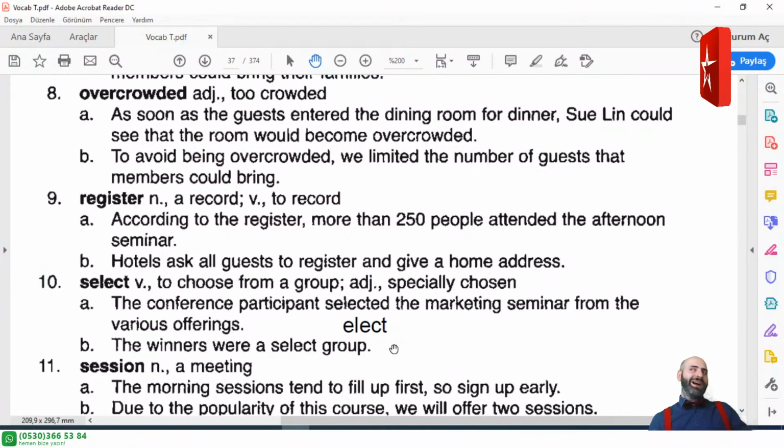They have also kind of similar meaning, but actually they are different from each other. We said that select is to choose from a group, but elect is when people vote and choose by voting. Yeah, government election. Kadir, you are correct. So people vote and they elect someone. Election or elect.